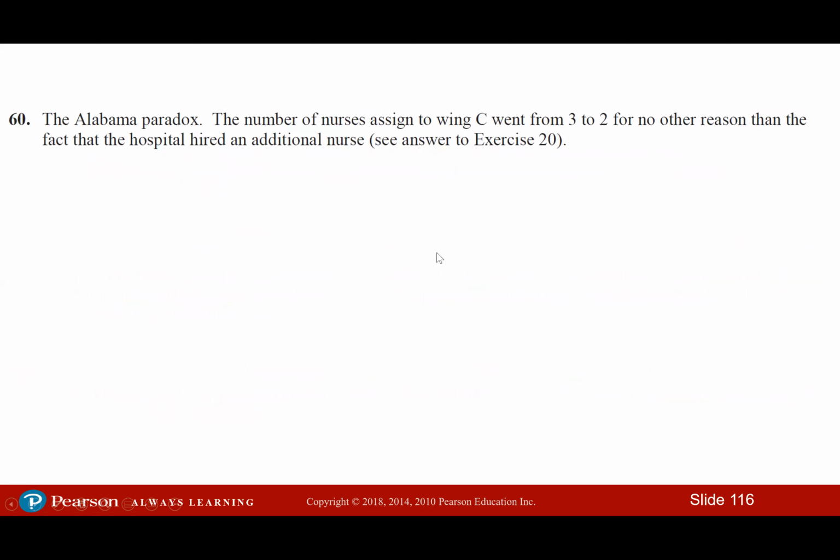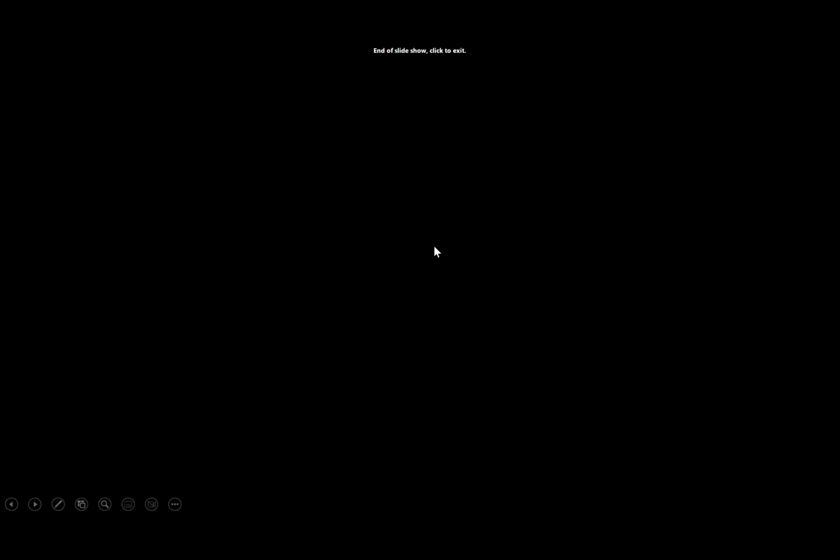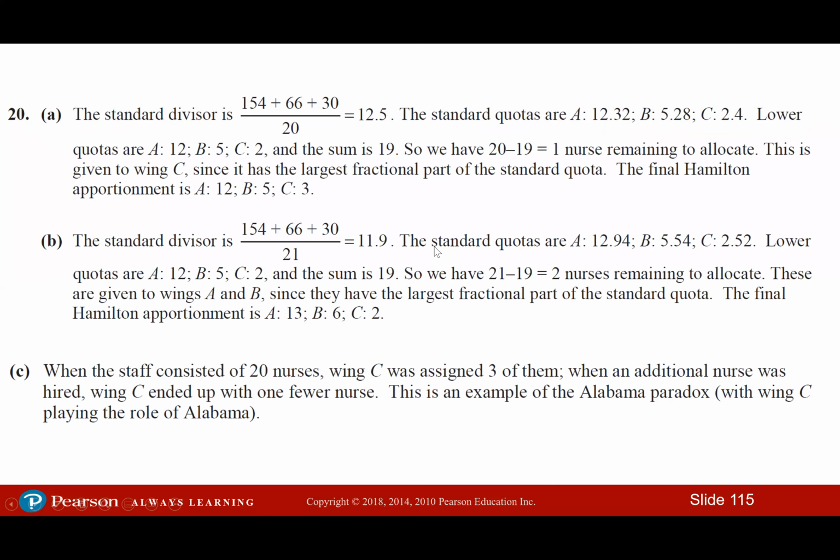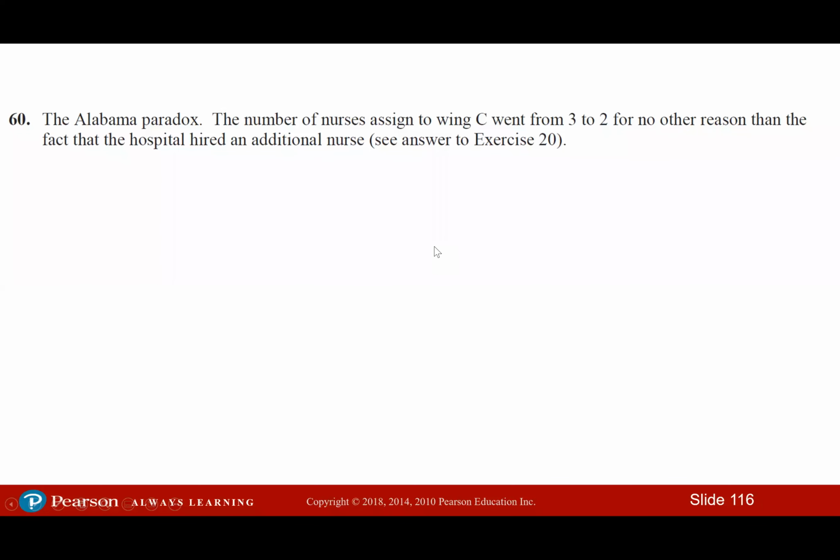Oh, sorry, here it is. That's the answer to 60. The Alabama paradox: the number of nurses assigned to wing C went from 3 to 2 with no reason other than the fact that the hospital hired an additional nurse. All right, and hopefully you are all at the end of chapter 4 as well.